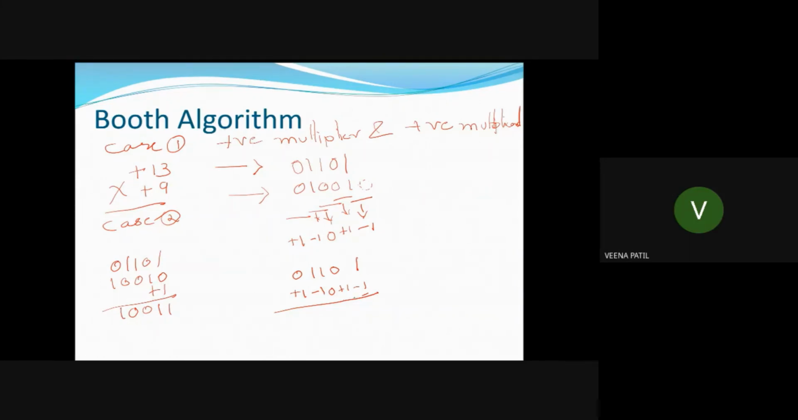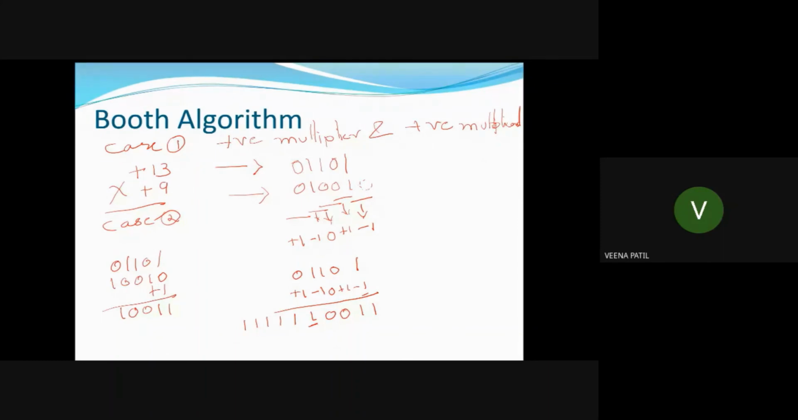So I'll write it as 1 0 0 1 1. And how about the remaining bits? As the last MSB bit is 1, extend it: 1 2 3 4 5. So the remaining 5 bits have to be extended with a sign bit, that is 1.